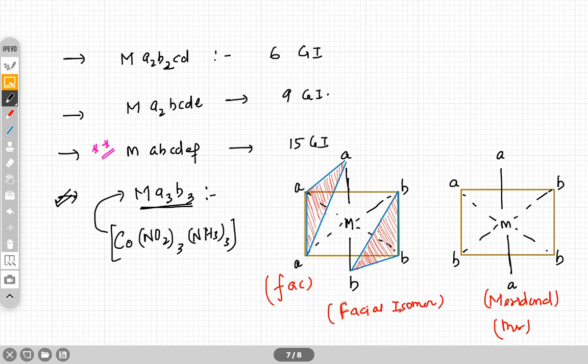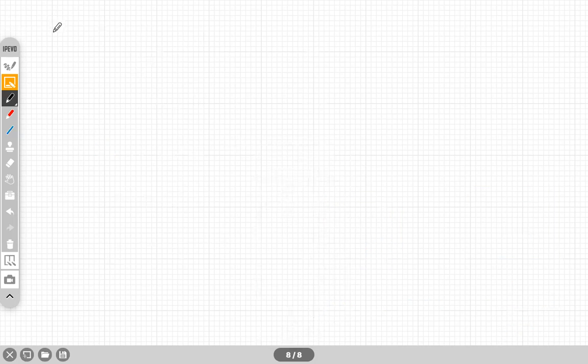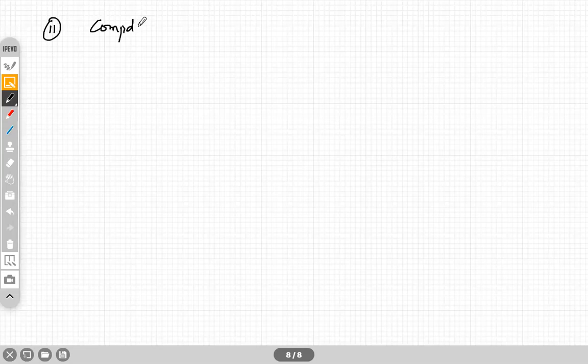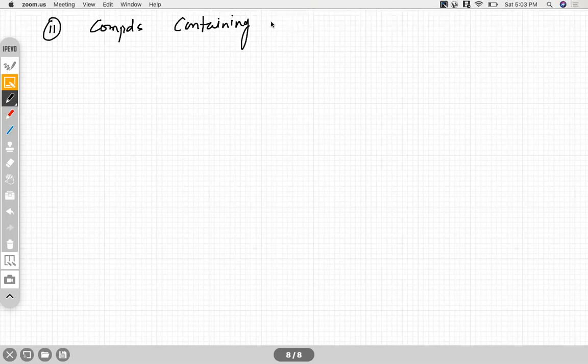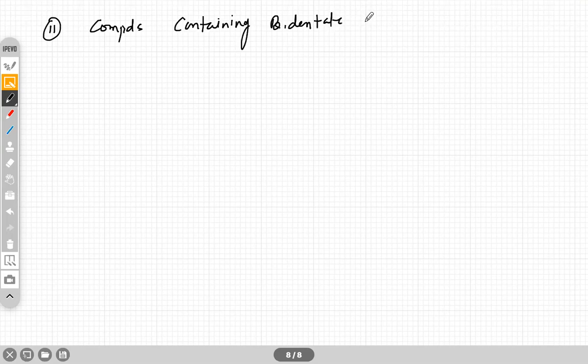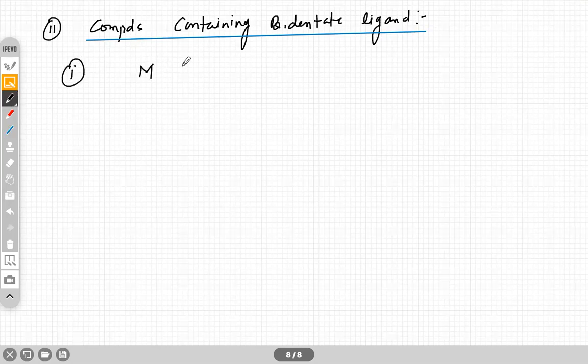Okay, now the next one is compounds containing bidentate ligand, the second type. So for example, the first one we have is MAAA4 type. What do you understand by this complex? One is a bidentate and four are monodentate, so six. One is an identical bidentate ligand and the other four ligands are identical monodentate ligands. Coordination number is 6 for this complex.